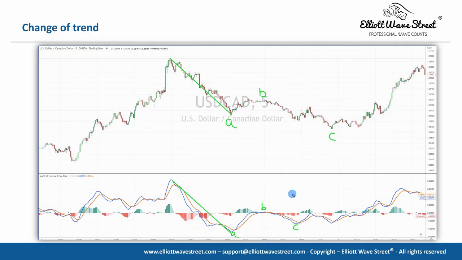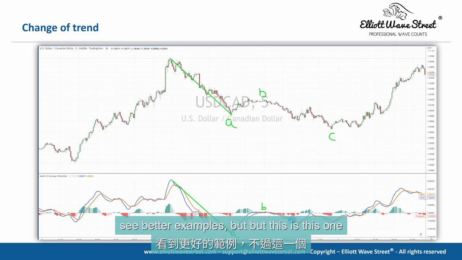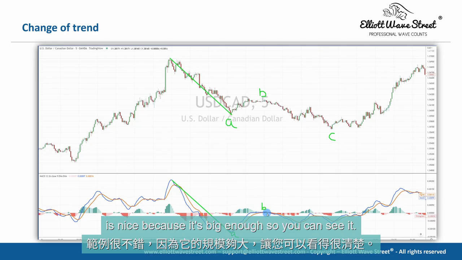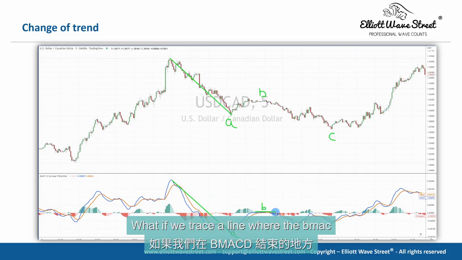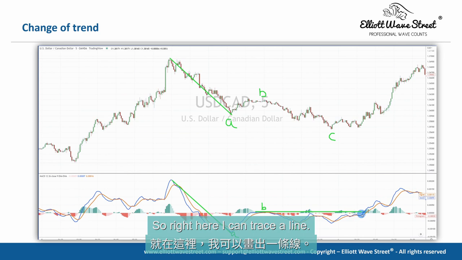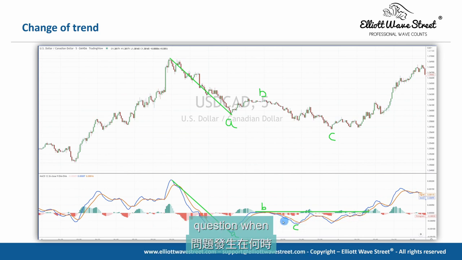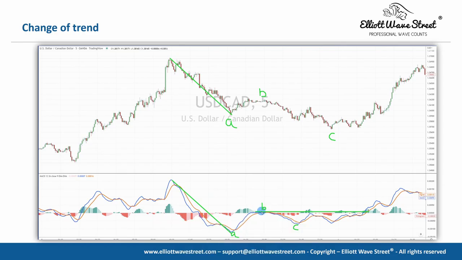So this technique, this is just an example, but in the membership, and later we're going to see better examples, this one is nice because it's big enough so you can see it. So look at the MACD. What if we trace a line where the MACD for B finished? So right here I can trace a line. Question, when does the MACD cross it up after C? So again, I'm going to draw a horizontal line where I have the MACD peak during my corrective wave.